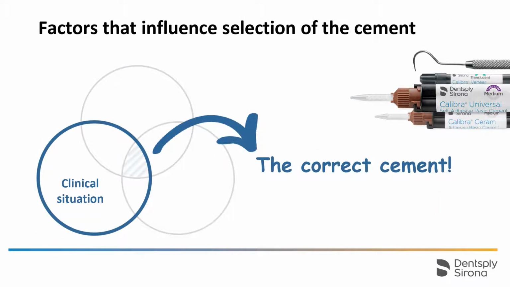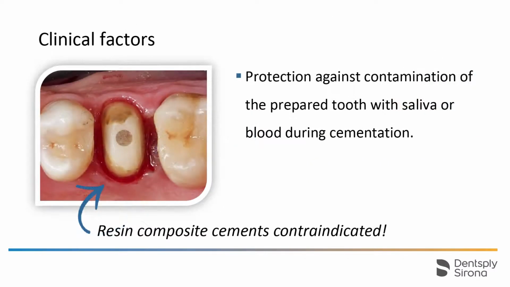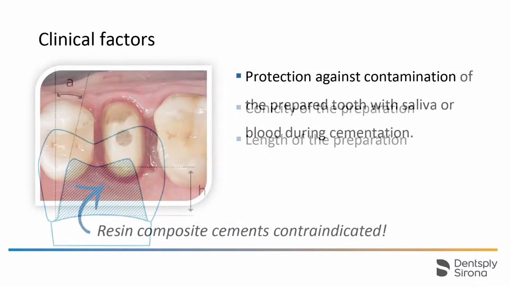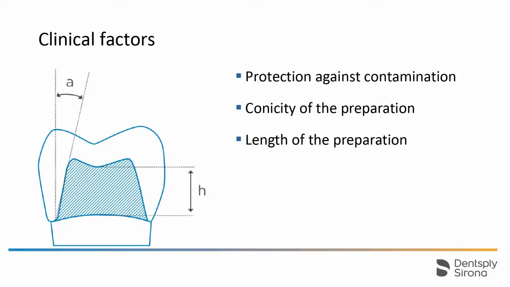Let us now take a look at the important clinical situations that influence selection of the cement. You have already got to know an important aspect that influences selection of the cement, namely protection of the tooth to be treated against contamination with saliva or blood. If a tooth cannot be kept dry during the cementation procedure, a powder-liquid cement is then indicated. However, this is not the only factor to be taken into consideration. An important factor for selection of the cement is also how much retention is available to ensure anchorage of the restoration. Two aspects are decisive in this case.